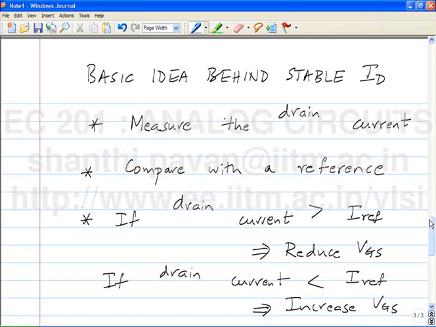Okay. So let's see how many ways there are of exploiting the same basic idea and generating several circuits which all look very different but still exploit the same basic idea. One observation is that the gate current in a MOSFET is 0, right? So the drain current is equal to the source current, because the gate current is 0. By Kirchhoff's law, whatever goes in must come out, so ID must be equal to IS.